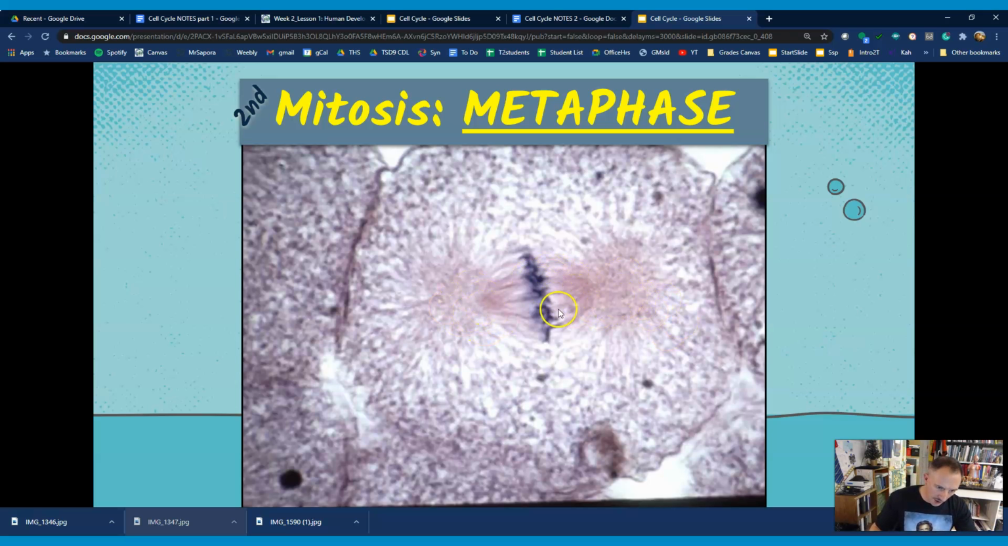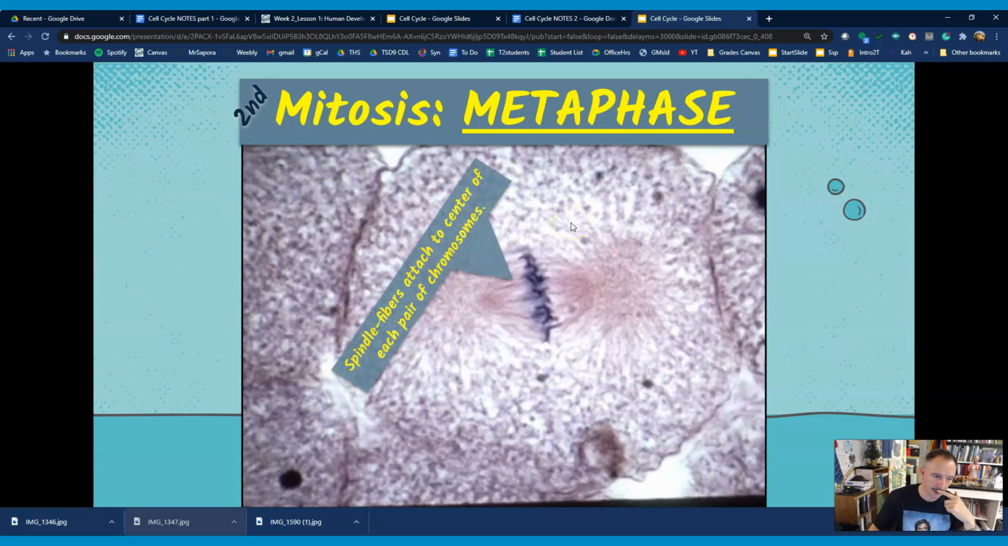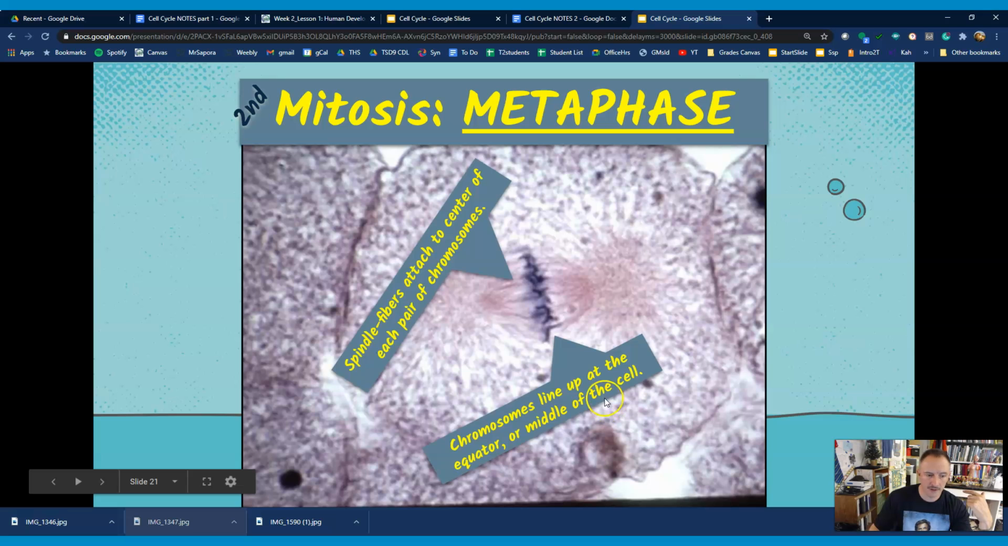And they shoot out all these little protein, kind of like I said, like little come-alongs, connected to a winch. And then they're going to pull it apart evenly to each side of the cell before it divides. So spindle fibers attach to the center of the chromosomes, and the chromosomes line up down the middle equator of the cell.